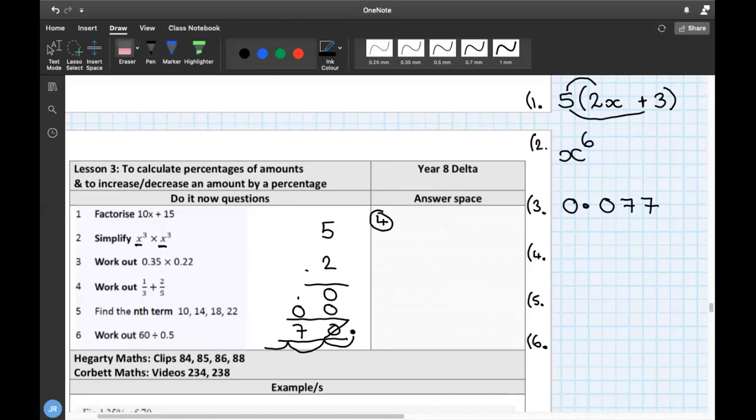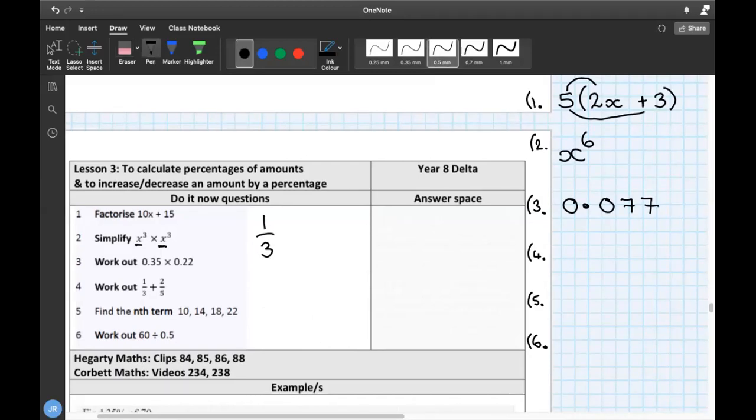Okay, next we're adding 1/3 and 2/5. Whenever we're adding fractions, we've got 1/3 there, 2/5. We first need to find our common denominator, and we do that by multiplying our denominators together. 3 times 5, our common denominator will be 15.